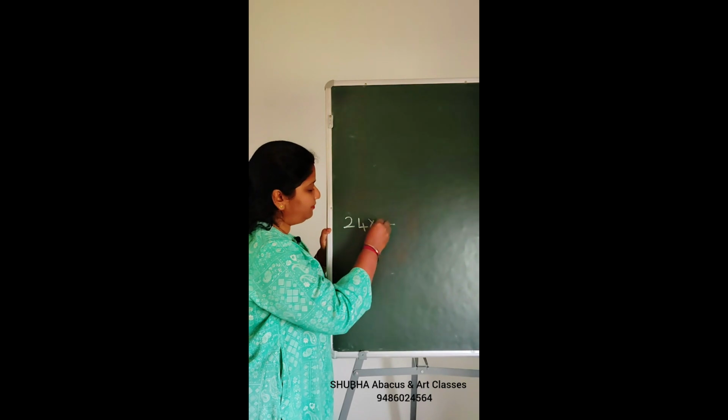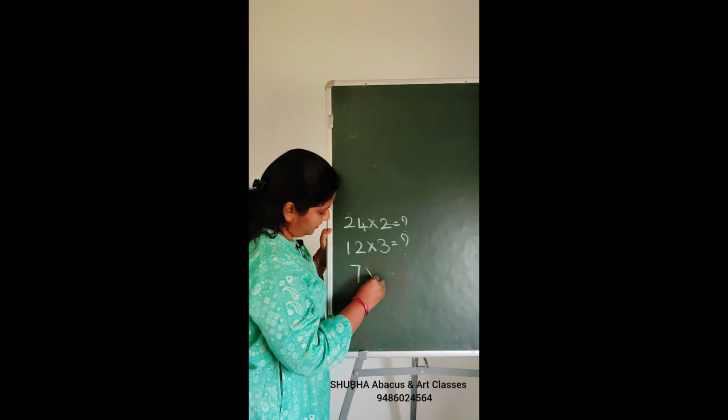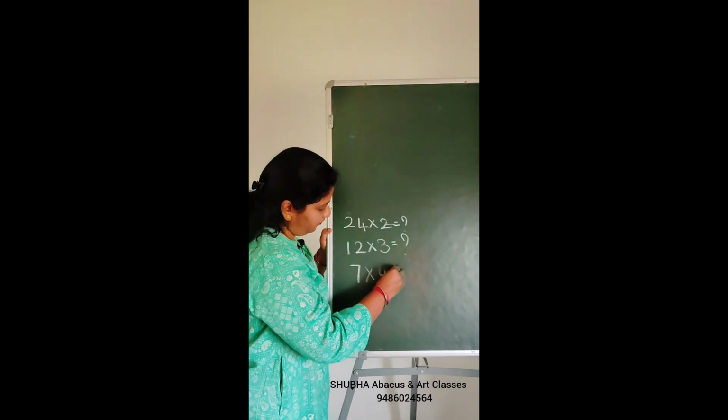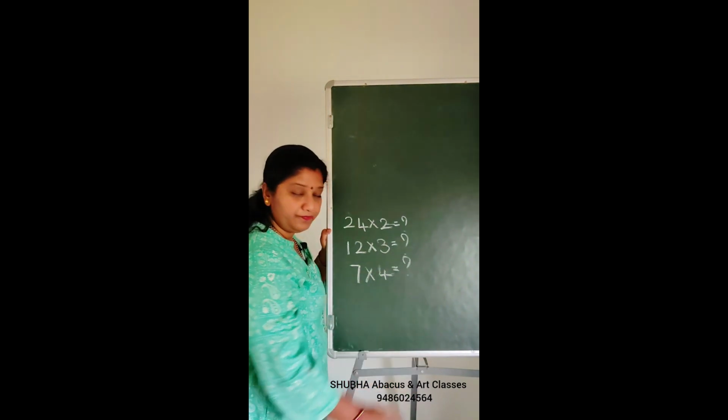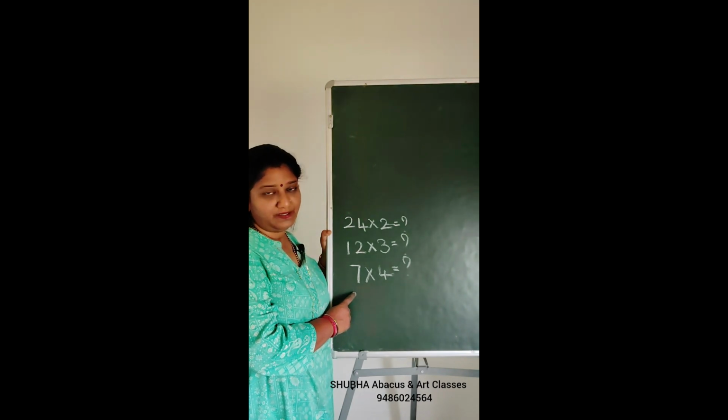Now you have seen the multiplication table tricks of 2, 3 and 4. Try these: 24 multiplied by 2, 12 multiplied by 3, 7 multiplied by 4. Comment your answers using the same trick.